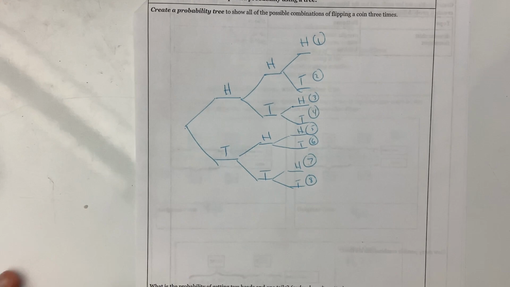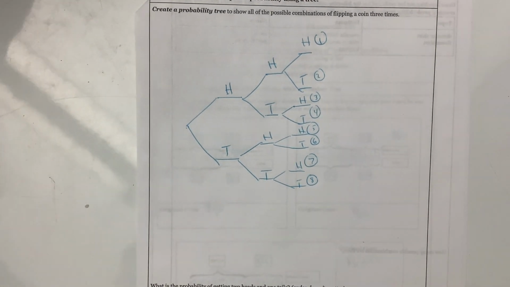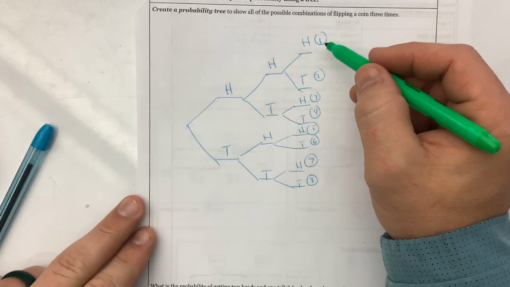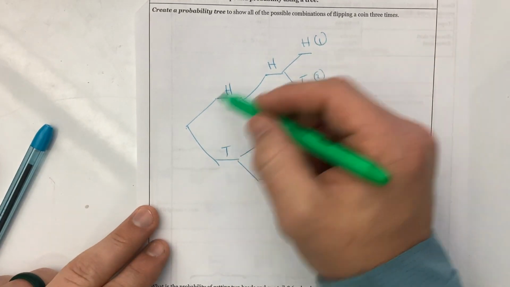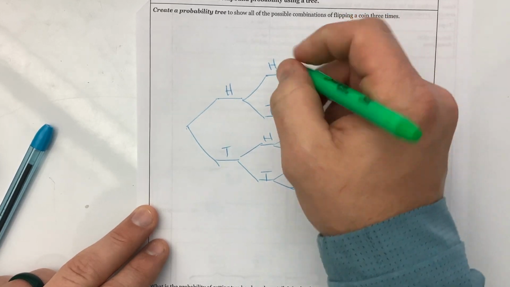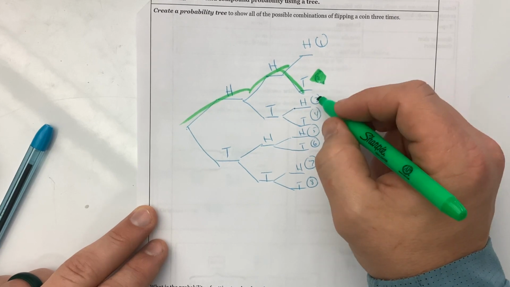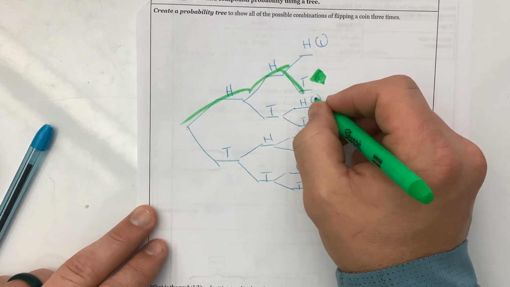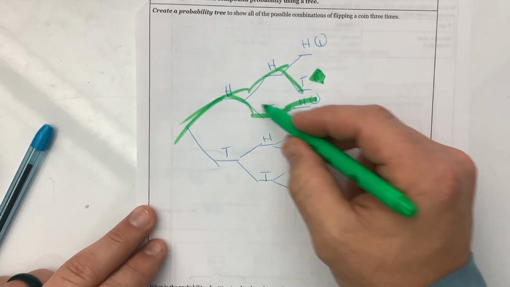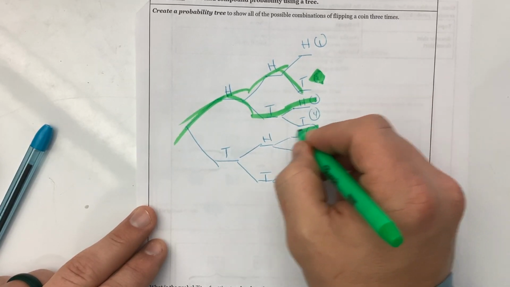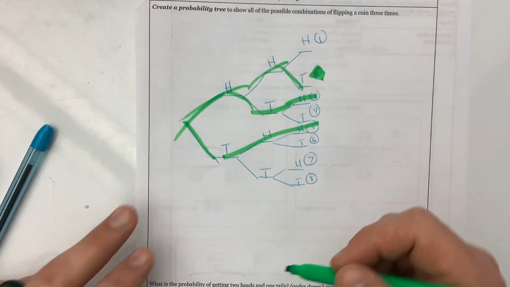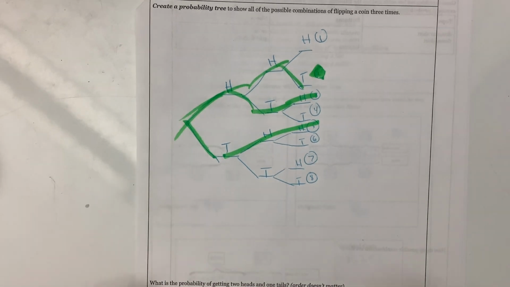How many different ways are there to get 2 heads and 1 tail? Well, for number 1, is that 2 heads and 1 tail? No, it's 3 heads. What about number 2? Yes, because it's tails, heads, heads. What about number 3? Yes. Heads, tails, heads is 2 heads and 1 tail. 4? No. 5? Yes. 6? No. 7? No. 8? No. So there are 3 out of 8.